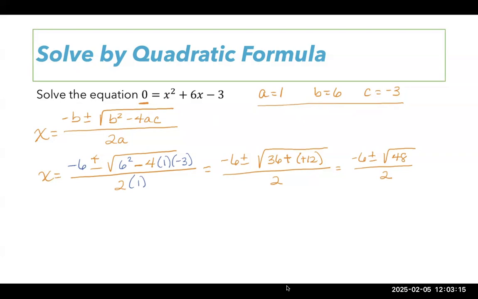Now, depending on what your teacher's expectations are, you could leave it like this, or if you're expected to simplify further, then you need to simplify your square root if possible, and in this case it is possible. And so remember, when you're simplifying square roots, you need to think about what are possible factor pairs for 48 that have one of the factors as a perfect square.